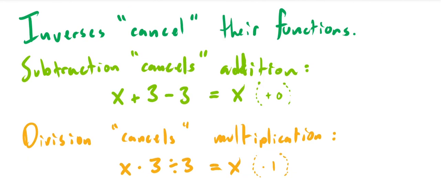In the same way, we think of division as canceling multiplication, because if I, for example, times something by 3, but then I also divide by 3, we just get that original something. It's as if nothing happened. But in this case, we could also think of it as timesing by 1. It's that kind of nothing.